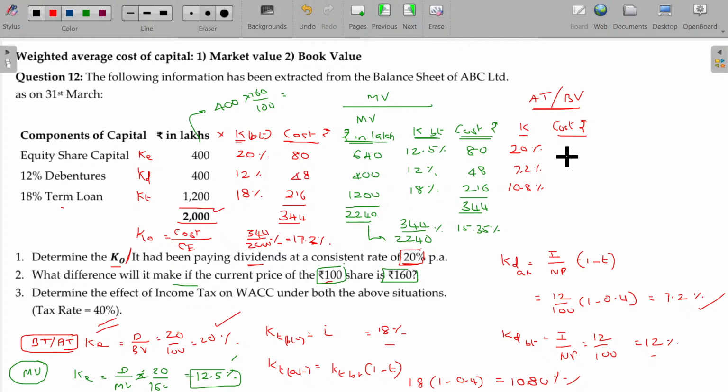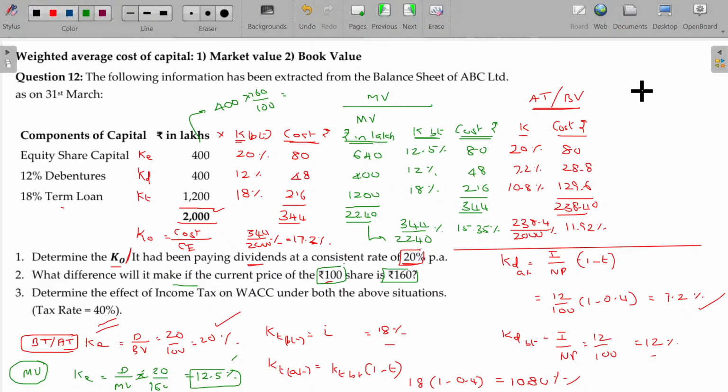20 percentage on that being 80, and 7.2 percentage on 400 being 28.8, and 10.8 percentage on 1200 being 129.60. The overall value being 238.40 is the overall cost. You are paying 238.4 for your overall book value investment being 2000. For 2000 rupees, you are paying this much. So 11.92 will be the answer here. Okay.